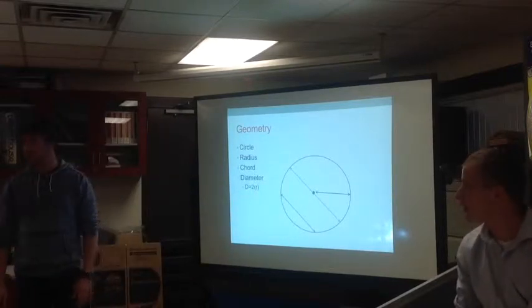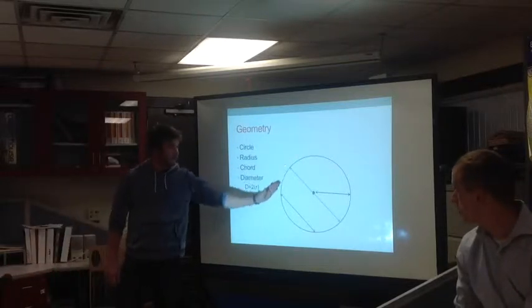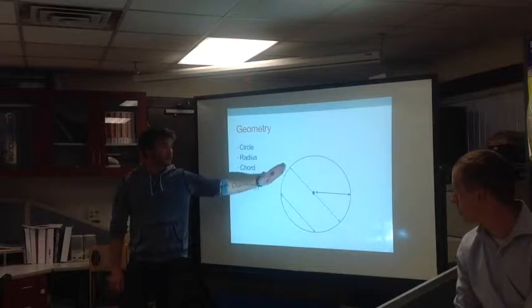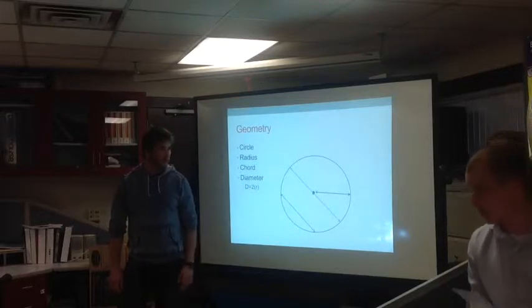Well, compared to a tangent line, it would be the outside. A tangent line touches a point on the circle, but it doesn't cross it. So that would probably be here.